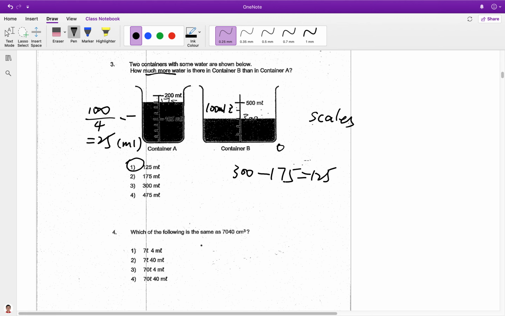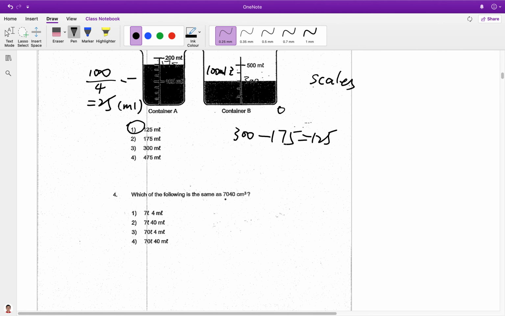Question 4. Which of the following is the same as 7,040 centimeter cubed? We know that centimeter cubed is the same as ml. So here, we know that 1,000 ml equals 1 liter. Here we see 7,000, so it's 7 liters, and the rest is ml. It should be 7 liters and 40 ml.